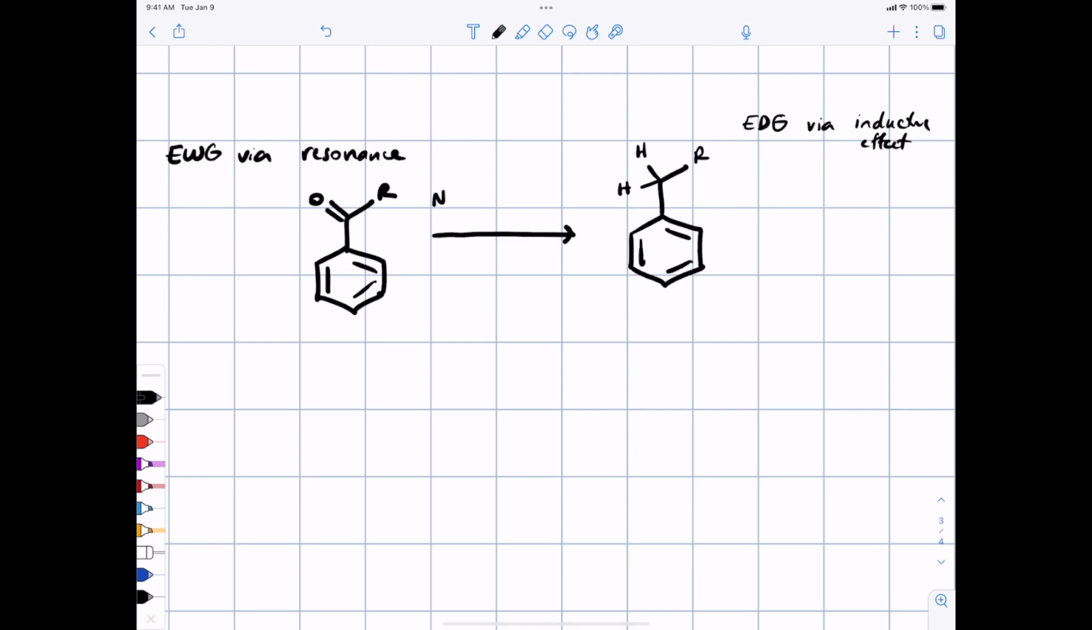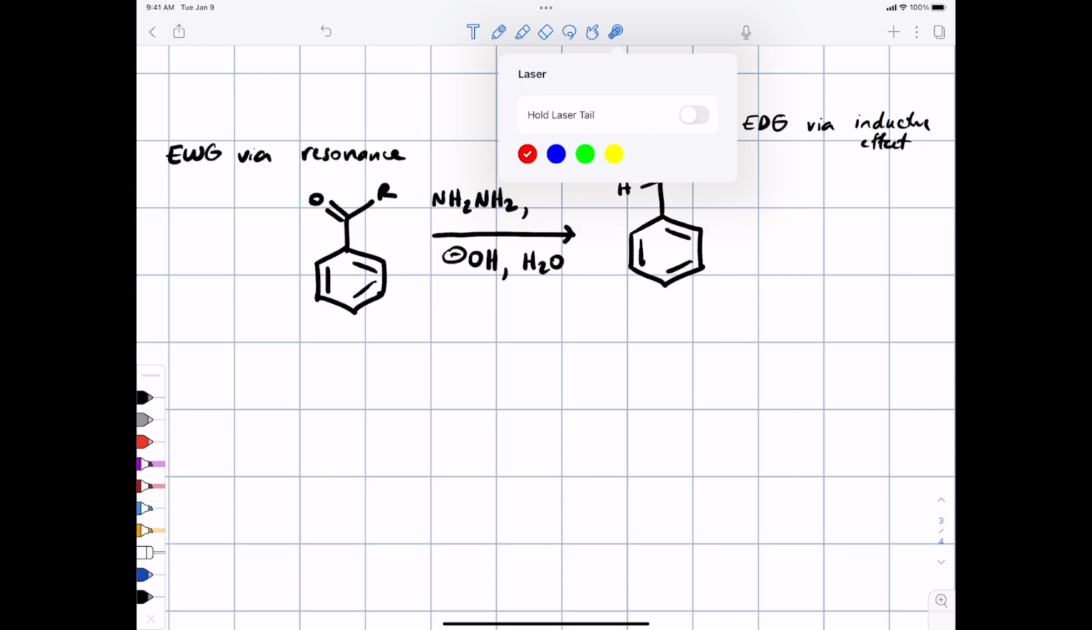The conditions for this reaction involve some unusual reagents you haven't seen before. Hydrazine, hydroxide. If hydroxide's present, it almost always means water is present as well. Your text presents two different reaction conditions that do this. One is listed here. The other involves a mixture of zinc and mercury. We're not going to worry about the metal-related one. We'll do just the hydrazine-based reduction.